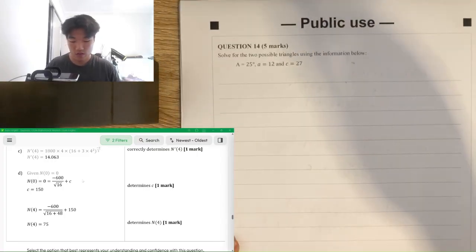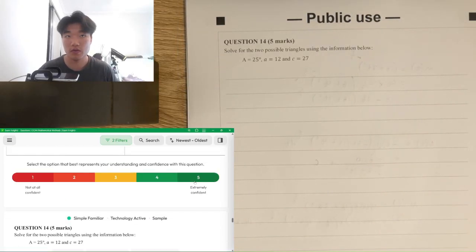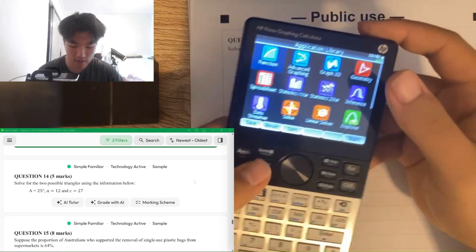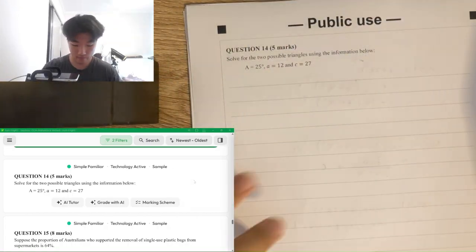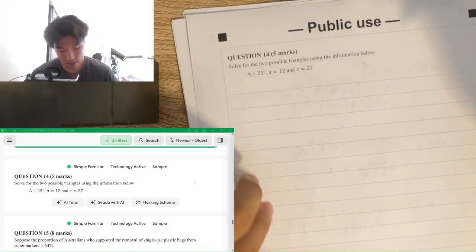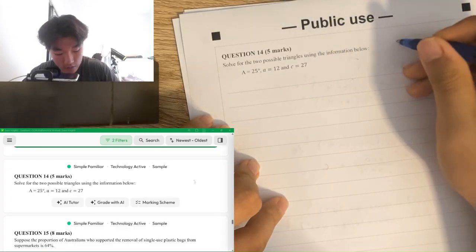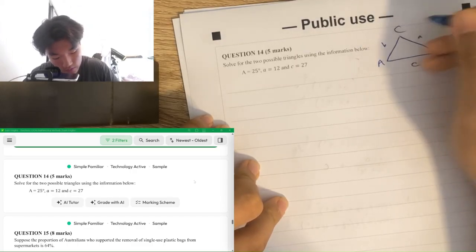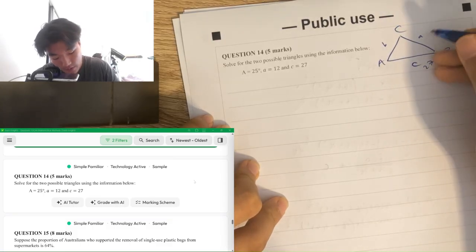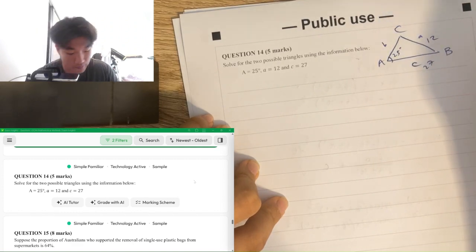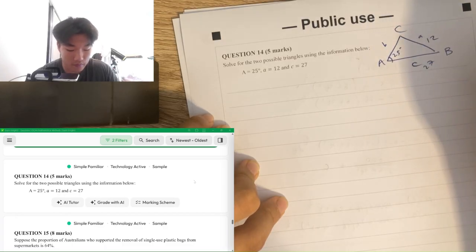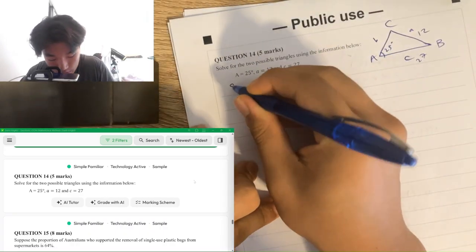Question 14. Solve for the two possible triangles using the information below. We could use our triangle solver, but it's by mark, so I'm not sure if it's allowed. What we will do is let's draw a triangle. A, B, C. 27, 12, 25 degrees. Okay. So we can use our sine rule to work out the angle of C.